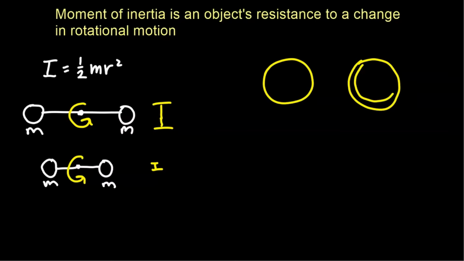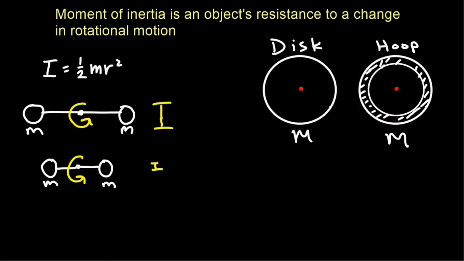So this hoop has its mass concentrated farther away from the axis of rotation. So let's say this is the axis of rotation. While the disk, this one's the disk, its mass is concentrated at different radii from the axis of rotation. And they have the same total mass. So now let's compare the moment of inertia, or the rotational inertia, for a disk and a hoop.